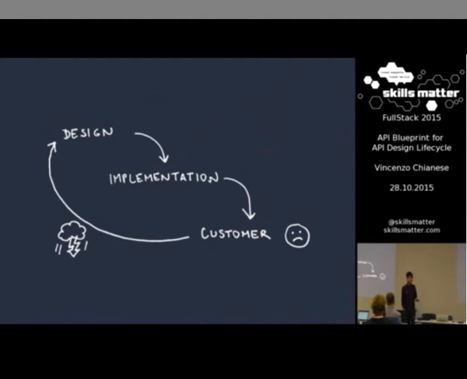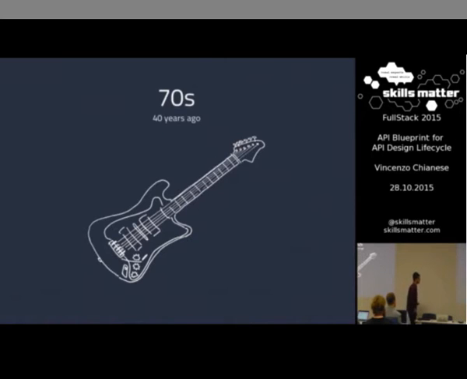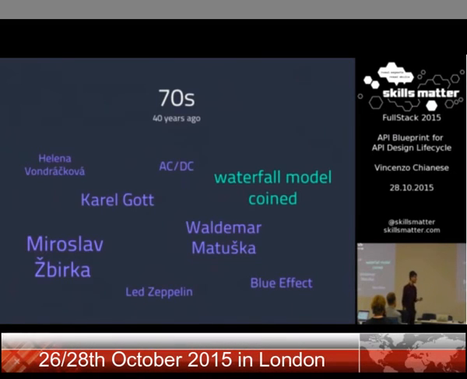And we already have a word for this development process because 14 years ago, beyond the rise of musical groups like Led Zeppelin, Blue Effect, or AC/DC or ABBA that personally I really like, the waterfall model was coined, and most of us agree that the waterfall model could be a failing one for some kind of software development. And I'm here today to rewrite your brain and convince you that the waterfall model is failing for API designers as well.